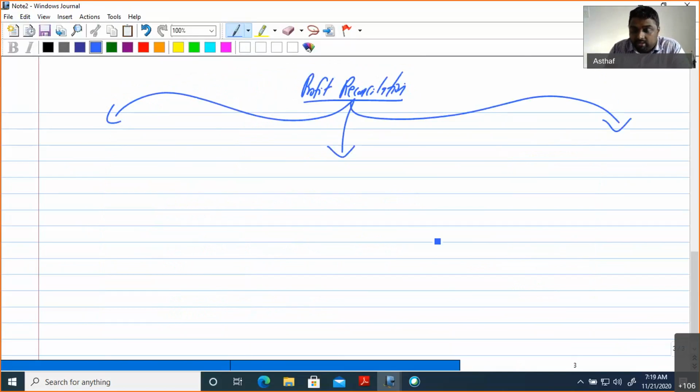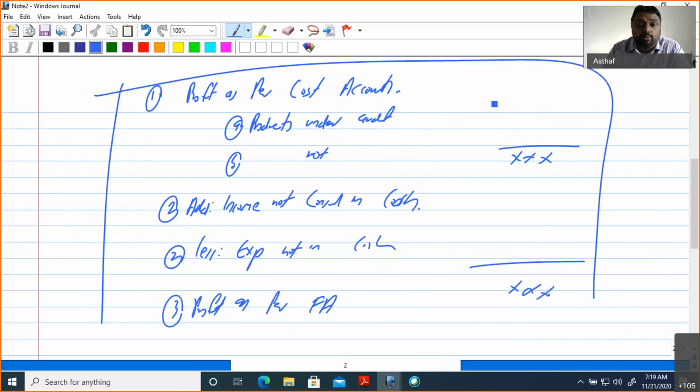First one, they will give the cost profit. We have to find the financial profit. This is what we have discussed. The cost profit will be given. So if the cost profit is given and you want to find out the financial profit, what do we have to do?